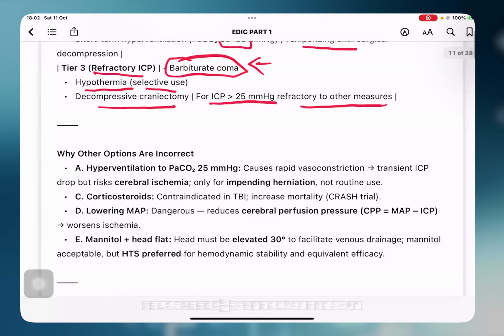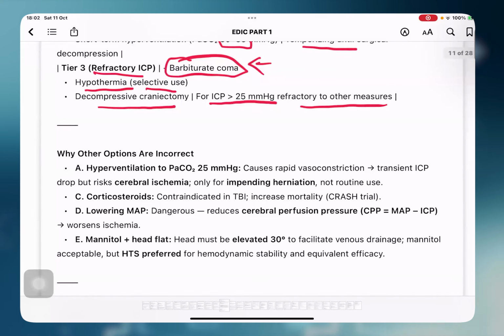Lowering the mean arterial pressure can be dangerous. Do not do that. Whenever you are using propofol, be very, very cautious that it does not decrease blood pressure. Remember, the definition of CPP is the equation mean arterial pressure minus ICP. That means you cannot function if you do not have an ICP monitor in place. Mannitol plus head flat: mannitol is fine, but head flat is not fine. You have to elevate it to a minimum of 30 degrees to facilitate venous drainage. And as I've told you, the mannitol dose will be 0.25 to 1 gram per kg body weight, on the higher side.